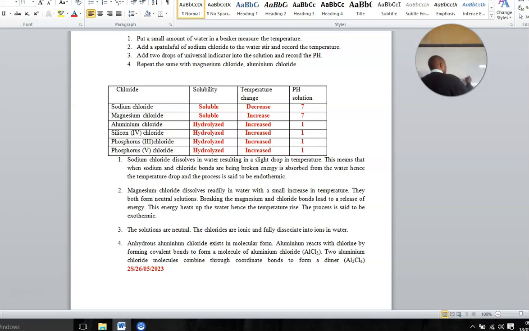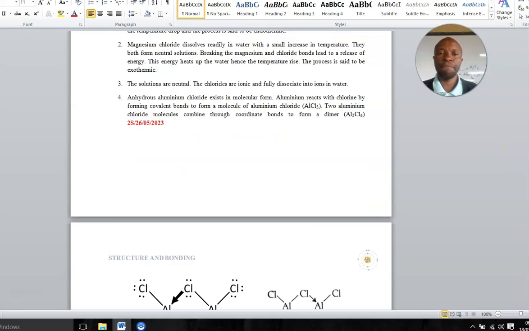Now, before we leave aluminium, aluminium, by the way, exists also as a dimer. So sometimes you can have it written as Al2Cl6 because aluminium chloride exists as a dimer. So that is an important thing to note about aluminium chloride. And in this dimer, two aluminium chloride molecules interact by coordinate bonds, or dative bonds. So that is also something important for you to note there.